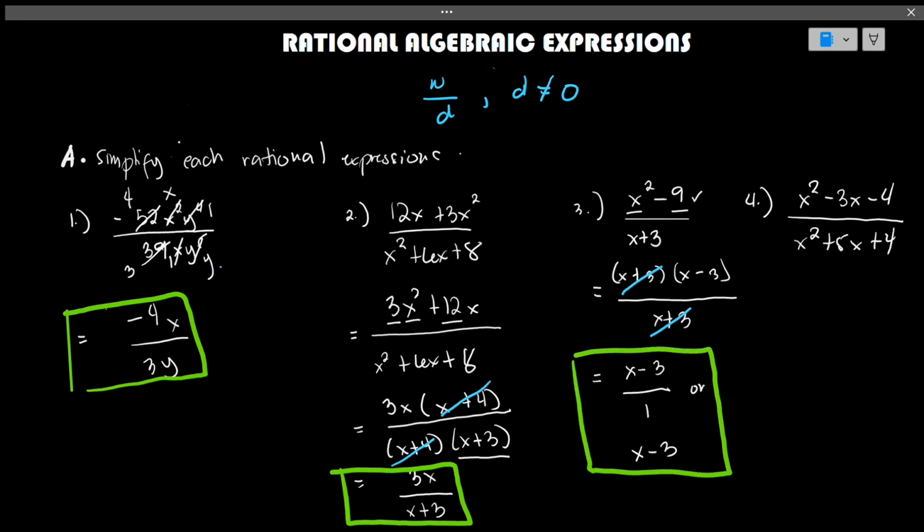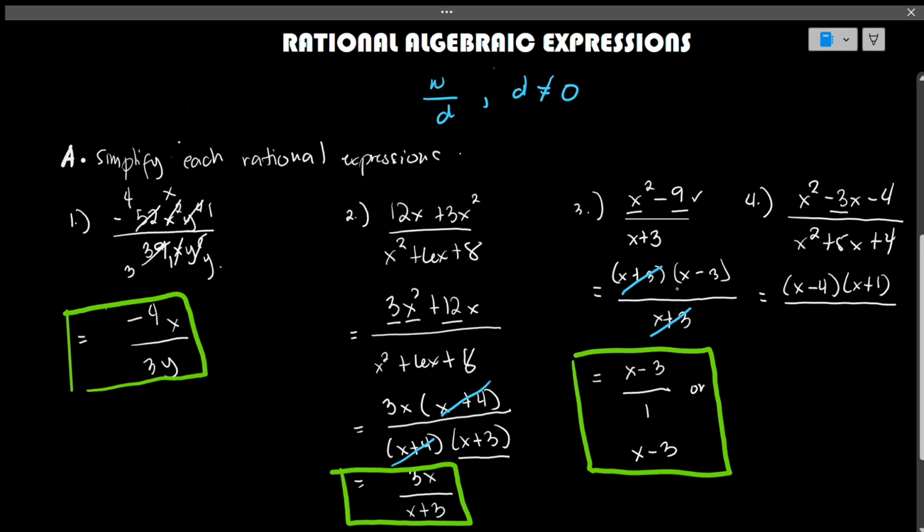Now, let's go ahead and try example number 4. We have x squared minus 3x minus 4 all over x squared plus 5x plus 4. Same process. We just need to make sure that all of them are written in their factored form. Now, what are the two numbers whose product is negative 4 and the sum is negative 3? Those factors are x minus 4, then x plus 1.